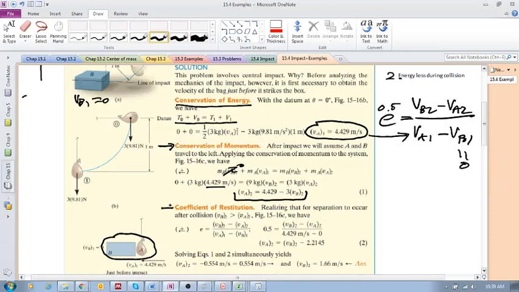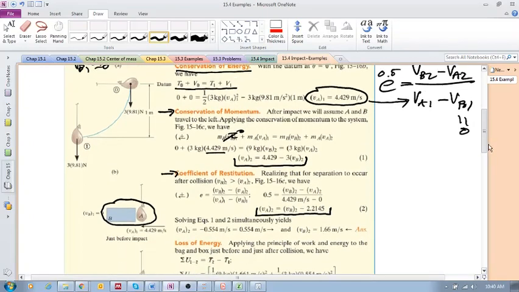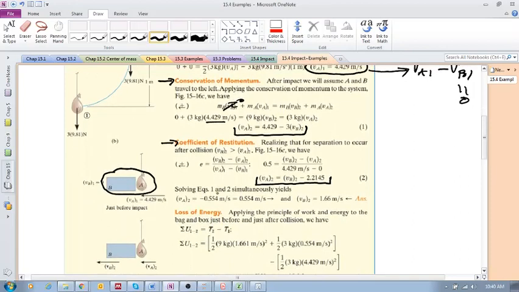Then we do exactly what I did here. We look at the coefficient of restitution, and as you can see, I explained this. Our two unknowns were VB2 and VA2. So here again we've got two unknowns, VA2 and VB2, and you could solve them simultaneously using simultaneous equations. You calculate VA2 as minus 0.554.